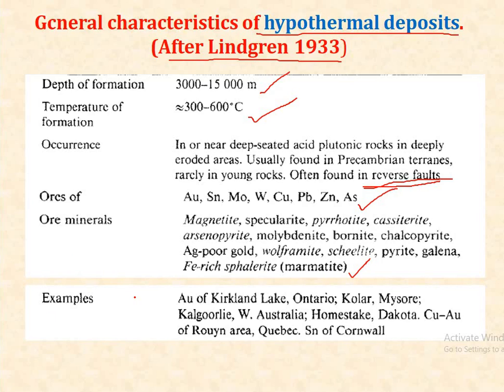Examples of this type of deposit: the gold deposit of Kirkland Lake, Ontario, is of hypothermal type. Kolar and Hatti goldfield of Karnataka, Kalgoorlie, Western Australia, Homestake, Dakota in the US, copper and gold of Rouyn area, Quebec, tin of Cornwall, etc. are the general examples of hypothermal deposits.